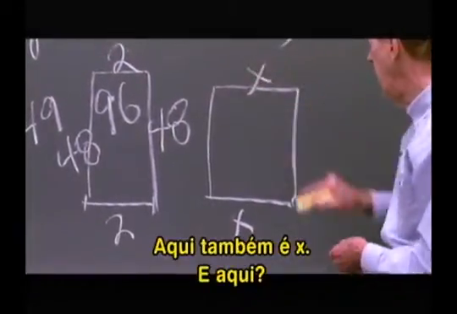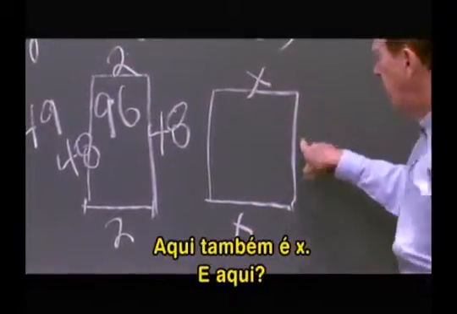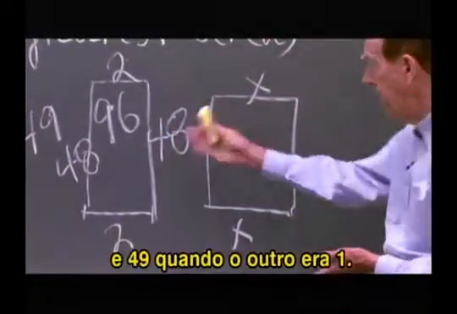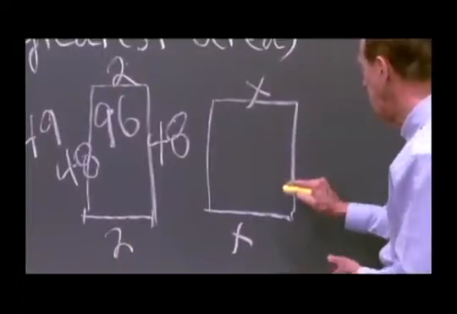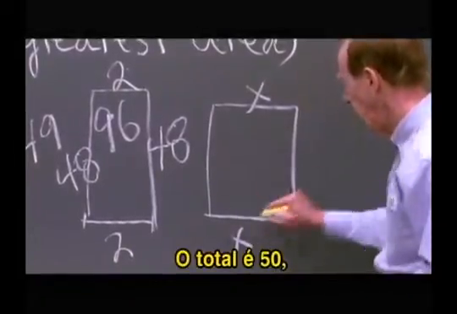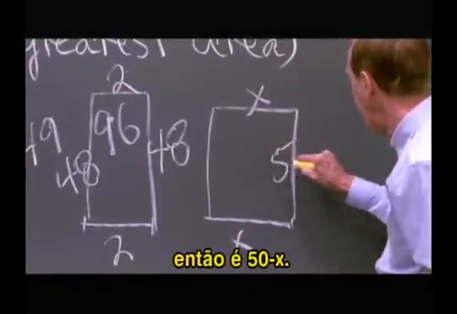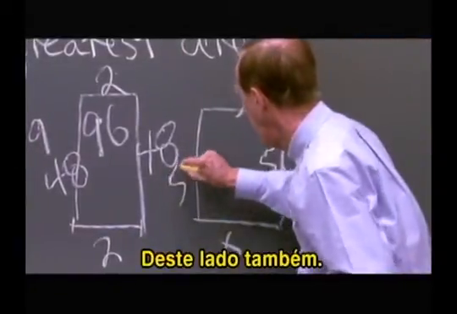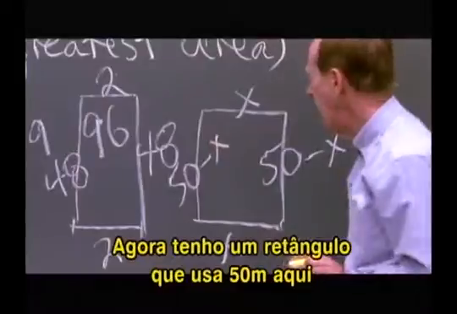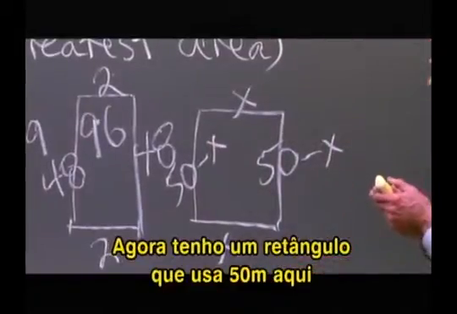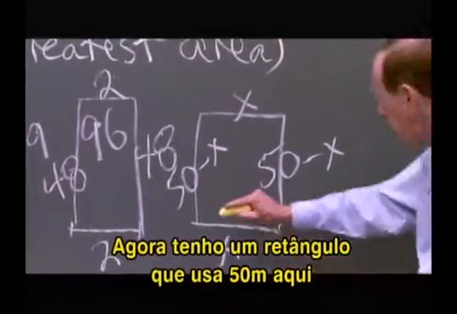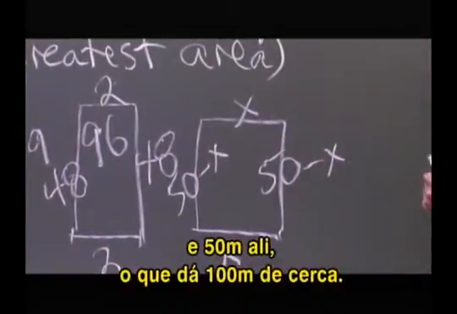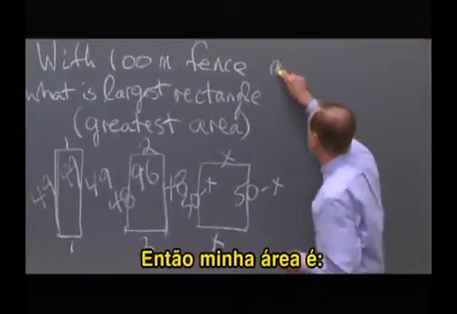Well, x up here. What do I have here? Let's see. That was 48 when this was 2, 49 when it was 1. I think it's just, we're going to use 50 at this part. So that's 50 minus x, right? And this is also 50 minus x. And now I've got a rectangle that uses a total of 50 and a total of 50, uses my 100 meters.